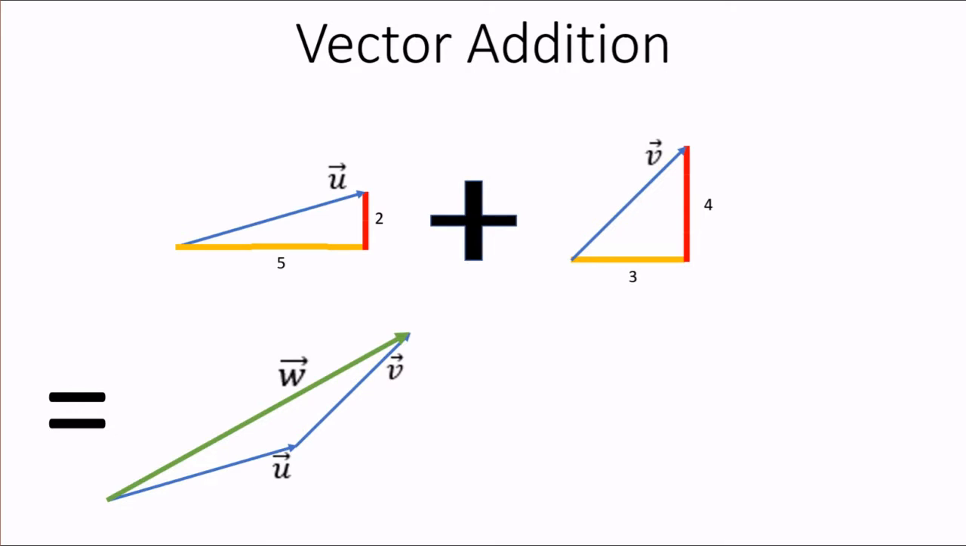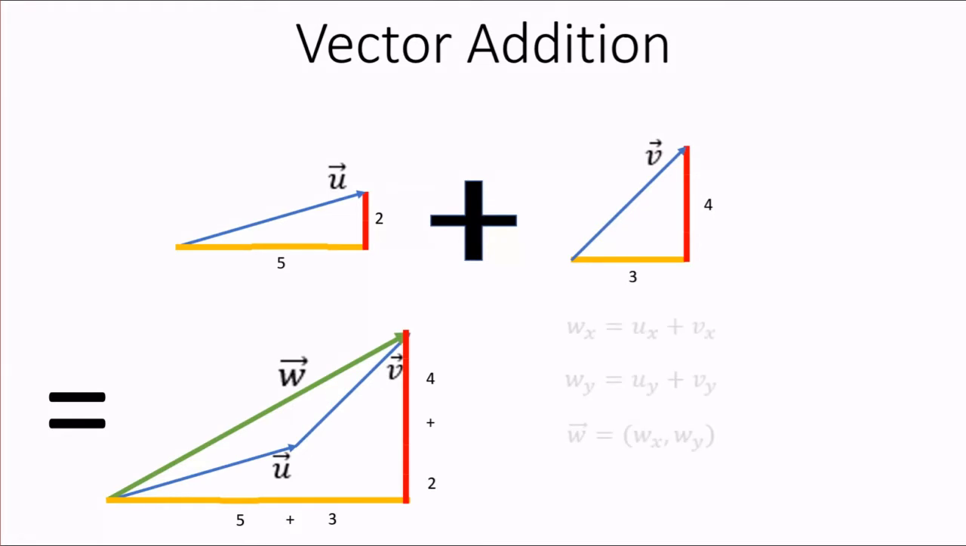Well, we see that if we were to just add the x components of u and v together, we get the x component of w. And if we add the y components of u and v together, we get the correct y component of w. So all vector addition means is that we add the x components of each vector together, and that forms the x component of the new vector. We then do the same thing for the y components.